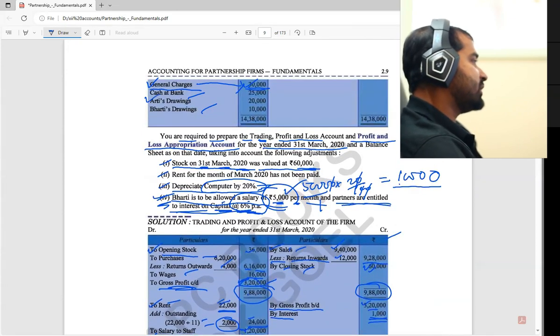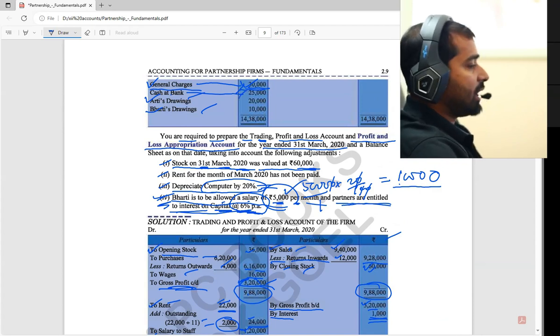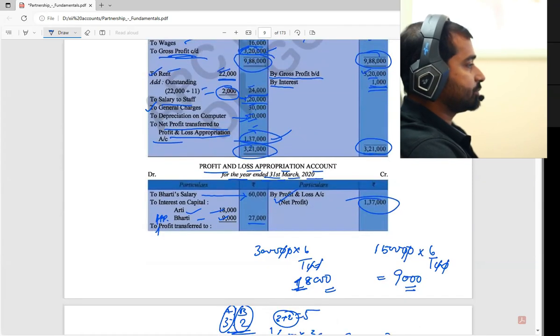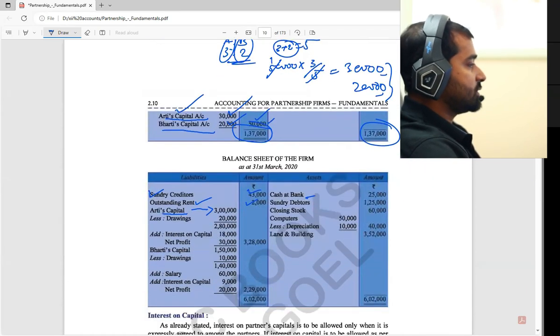See Aarti's drawings and Bharti's drawings. Cash at bank is also there, all three, right? Cash at bank is 25,000. Now these three things will also come to our balance sheet. So cash at bank, first 25,000 on this side.